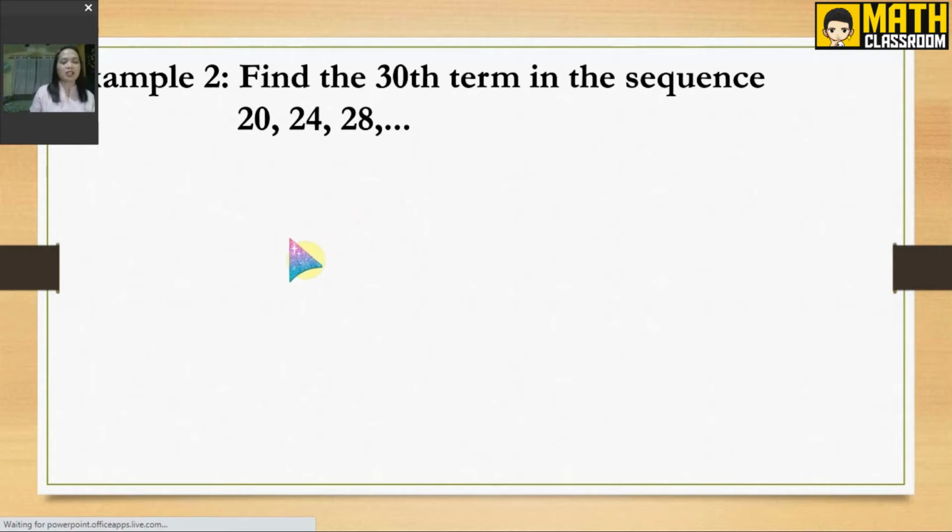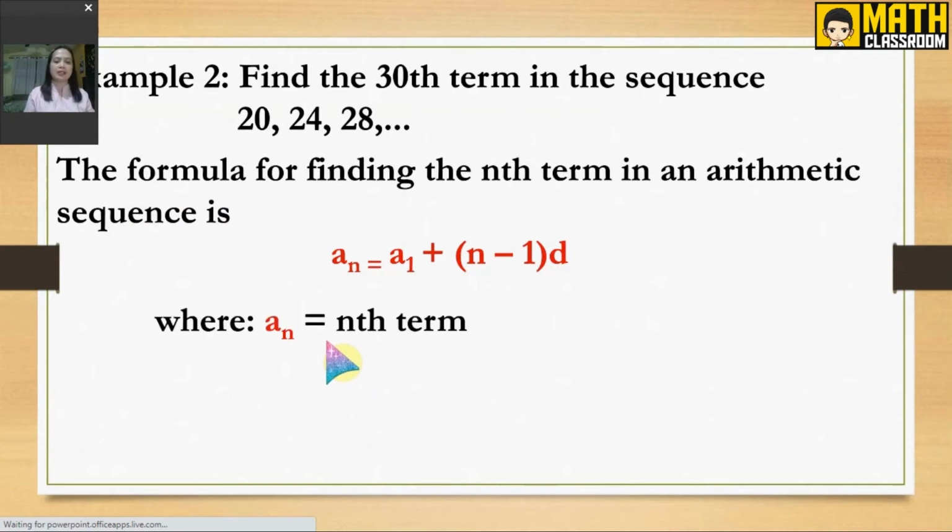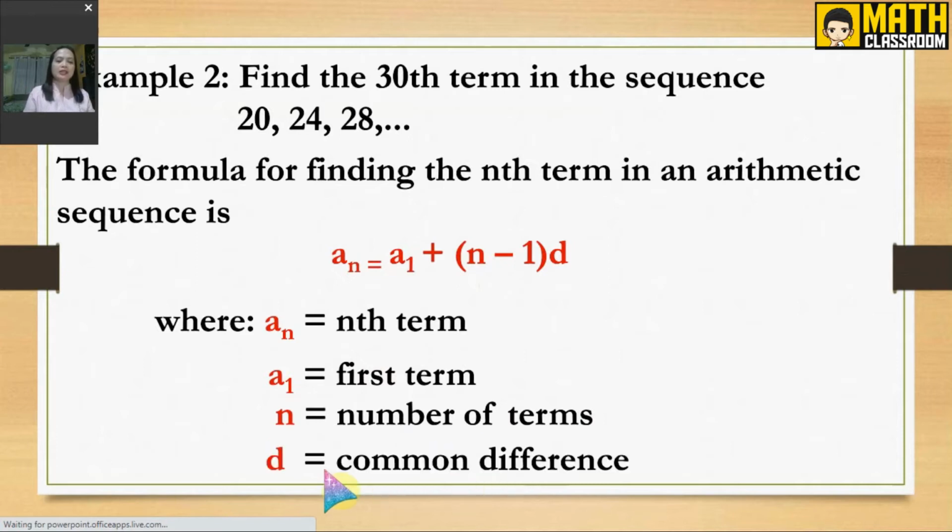What is the general rule or the formula in finding the nth term of an arithmetic sequence? The formula for finding the nth term in an arithmetic sequence is a sub n is equal to a sub 1 plus the quantity of n minus 1 times d, where a sub n is the nth term, a sub 1 is the first term, n is the number of terms, and d is the common difference. So let's use this formula to find the 30th term.